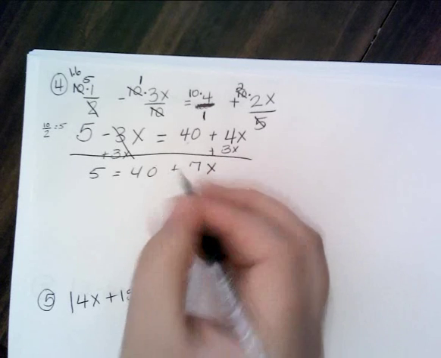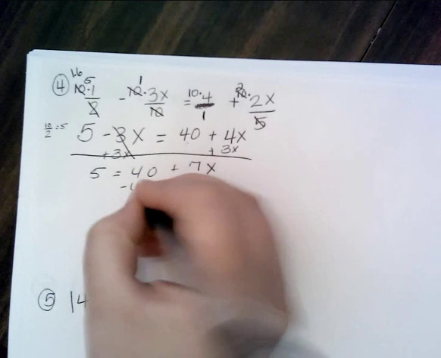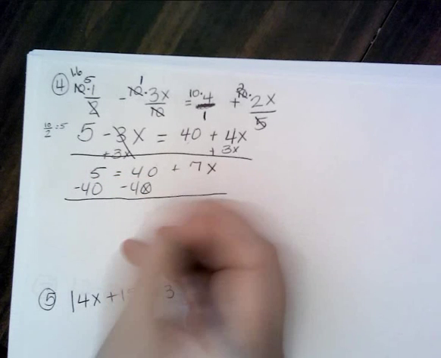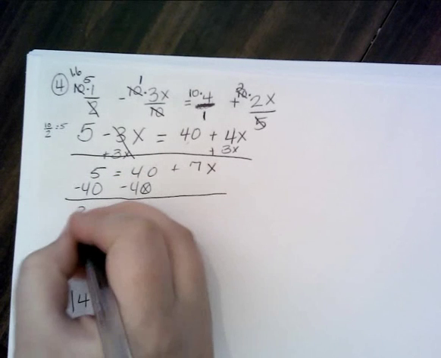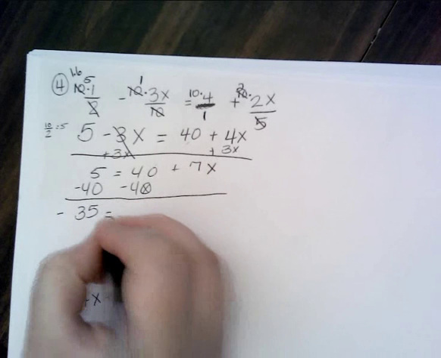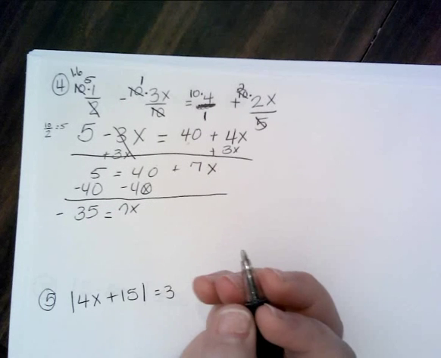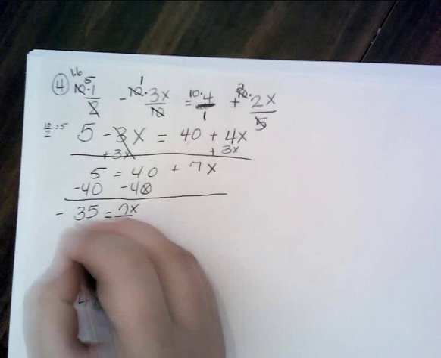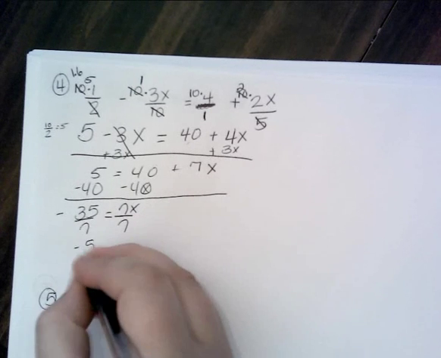Okay, so I'm going to subtract 40 from both sides, which gives me negative 35 equals 7x. I'm going to divide both sides by 7 to get negative 5 equals x.